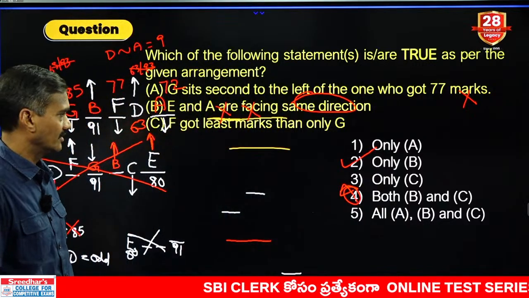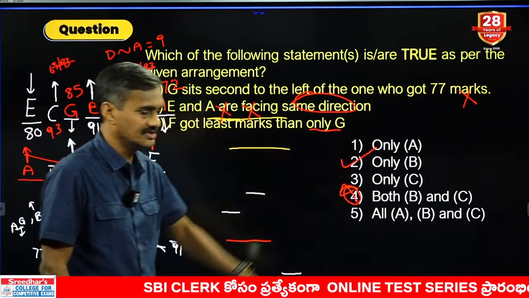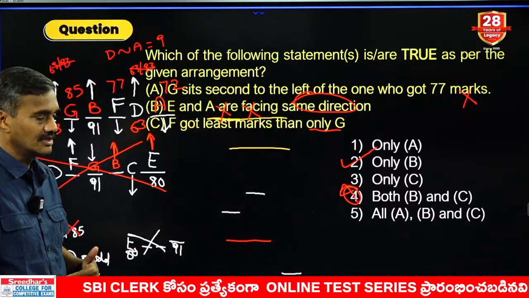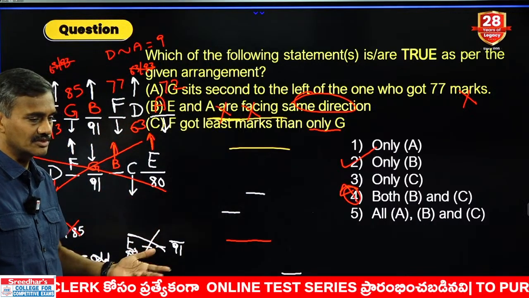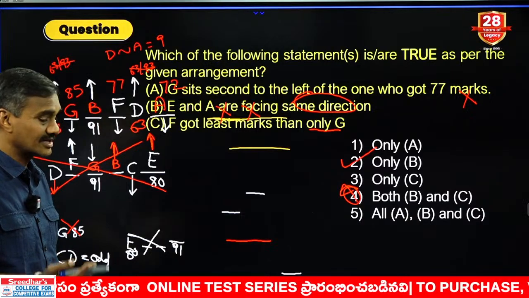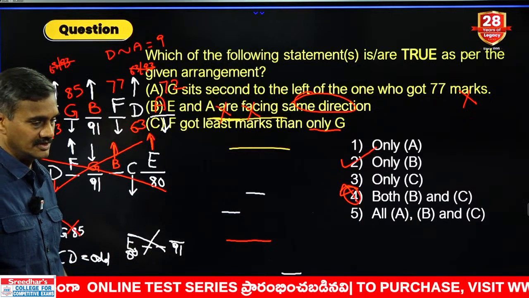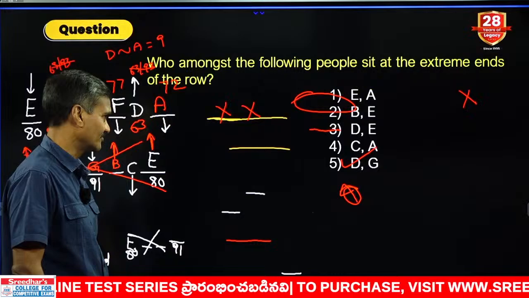Clear? Only, because the word only is given. Only G. It said less than only G. That means F is lower than G and also lower than others besides G. Clear? And next one, 15.